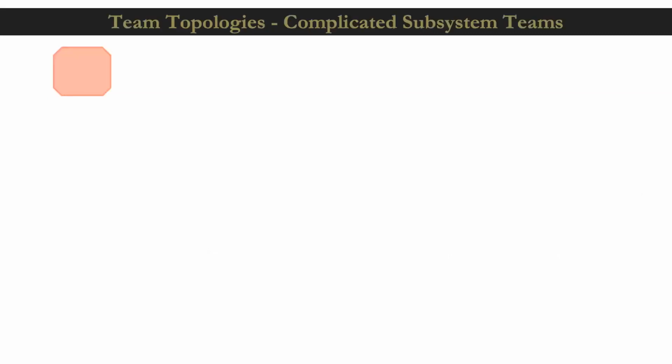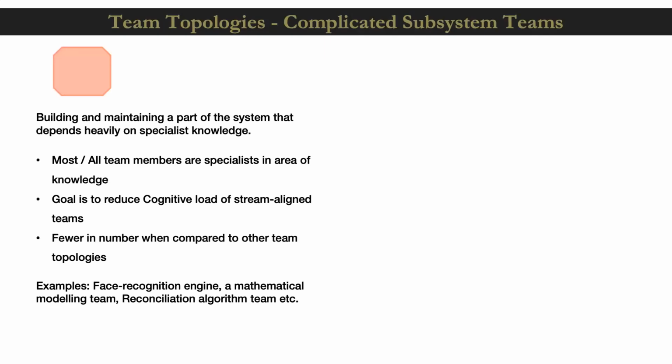Then we have complicated subsystem teams. These are building and maintaining a part of the system that depends heavily on specialist knowledge. In fact, all team members are specialists in a given area of knowledge. And their goal is to reduce the cognitive load of streamlined teams. In an enterprise, you'll find these teams are far fewer compared to the streamlined teams and perhaps some of the enabling teams. By numbers, they are the least as far as all the teams are concerned.